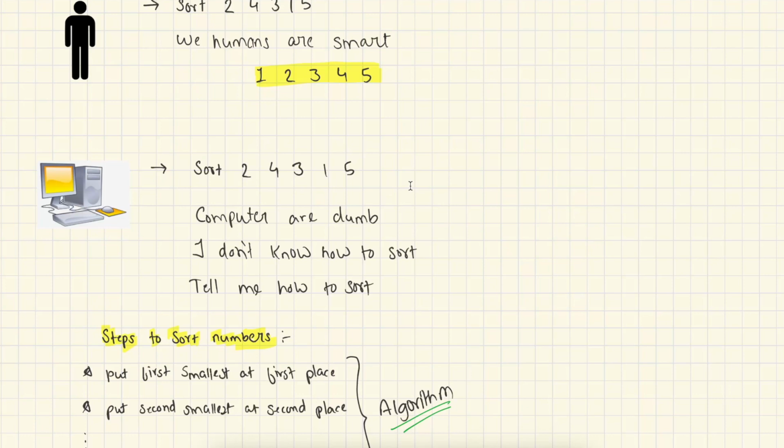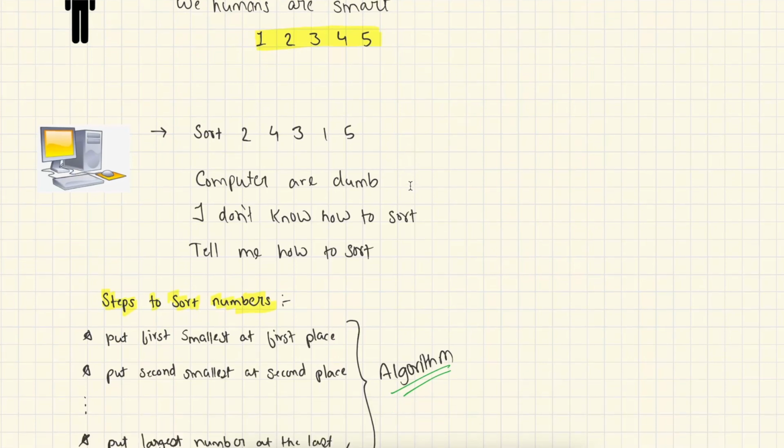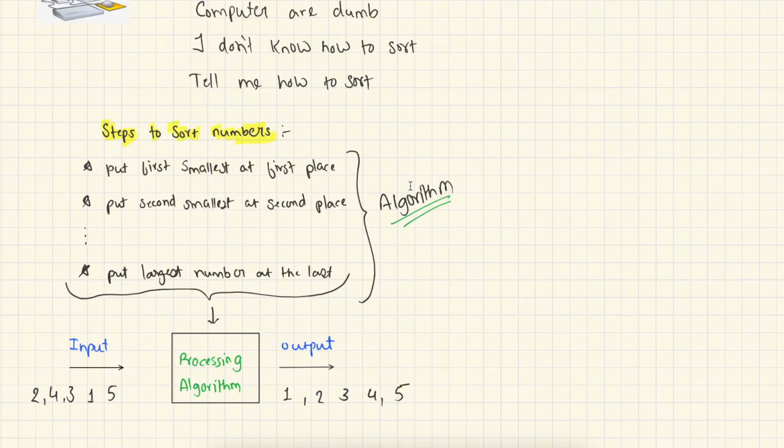They do not know how to sort the number. The computer is going to yell at me, telling me to explain how to sort this number. So to solve this problem, what do we do? We tell the computer these are the steps you have to follow to sort the numbers in ascending order. And we call these steps an algorithm.